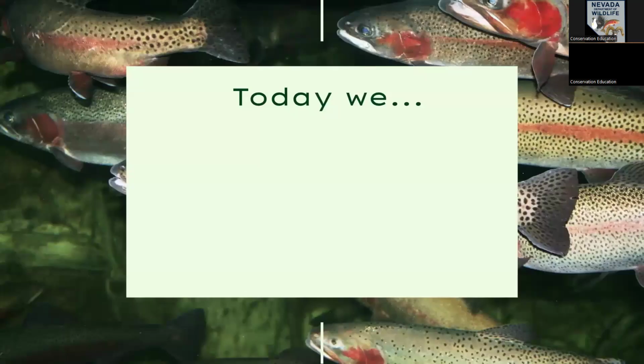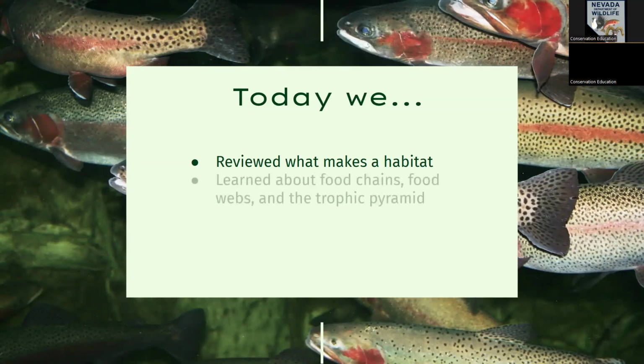So that pretty much wraps up our discussion for today. If you guys want to recap, we reviewed what makes a habitat: the food, the water, the shelter, the space. We learned about food chains, food webs, and trophic pyramids, how energy moves from the bottom to the top, from our primary producers to our primary consumers, our secondary consumers, and all the way up to our third and fourth consumers and even more, and how that energy moves and what eats what, right?